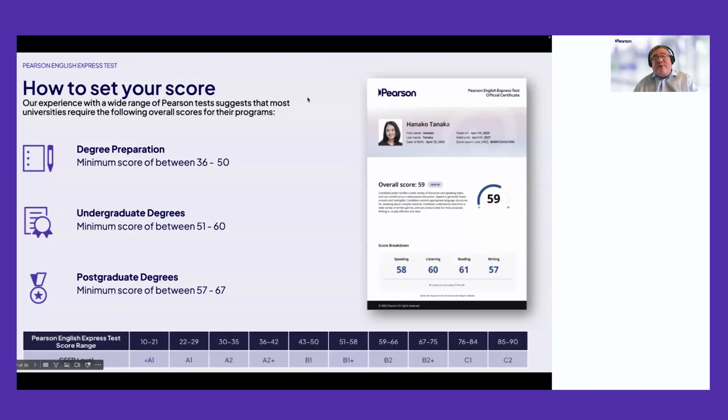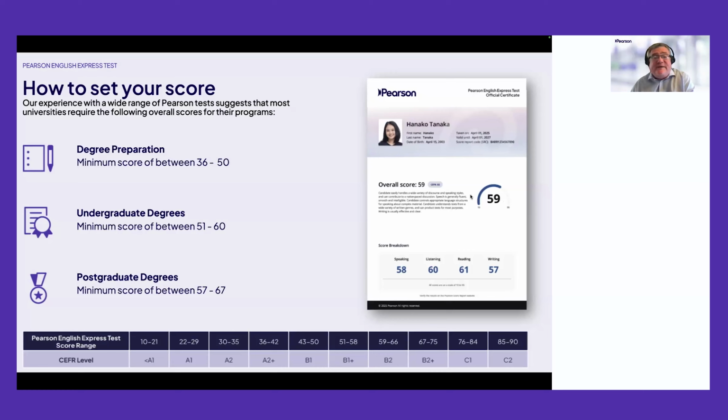So you can see there, for example, there's a score report from the Express test. They got an overall score, they got a Common European Framework level, and they've got scores for listening, speaking, reading, and writing. All of those coming from those traits that we talked about. That's all part of that speaking score there.